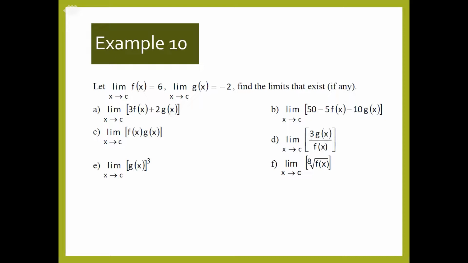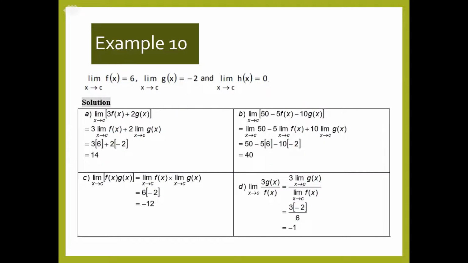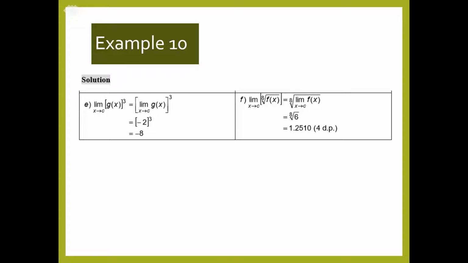Refer to example 10. You need to find the limits for the following functions. A, B, C, and D involve the basic operations of addition, subtraction, multiplication, and division. By applying direct substitution and simplifying as usual, you will obtain the following answer. E and F refer to power and radical. By applying direct substitution and simplifying, you will obtain the following answer.